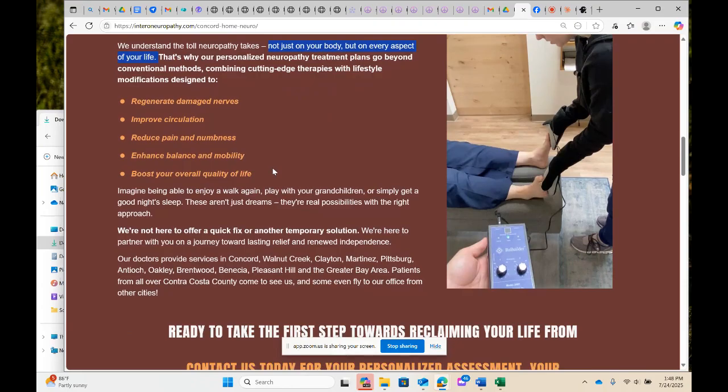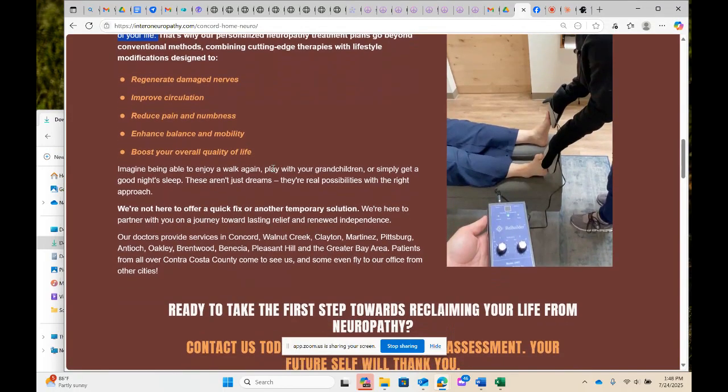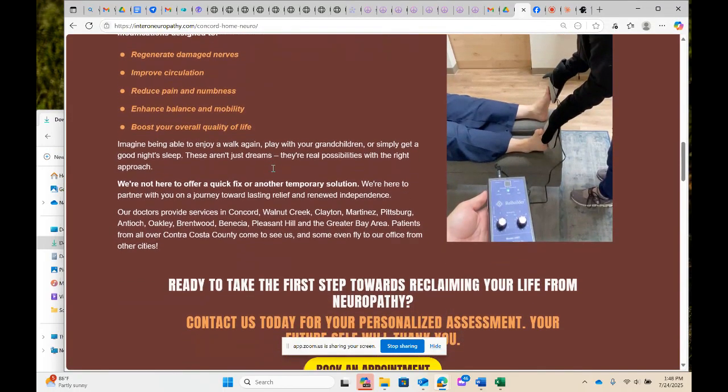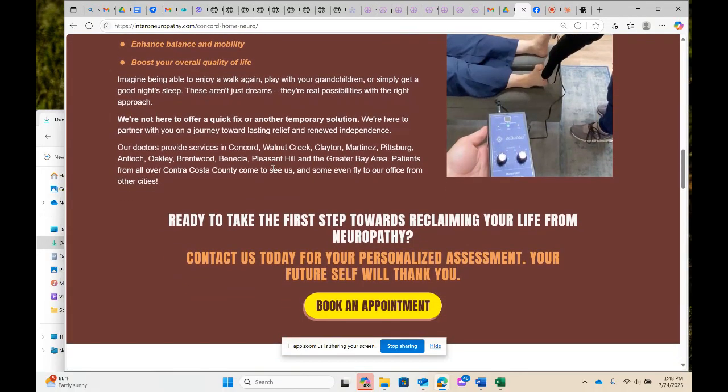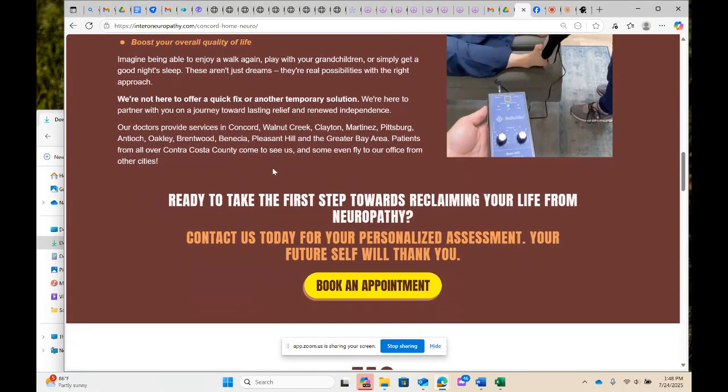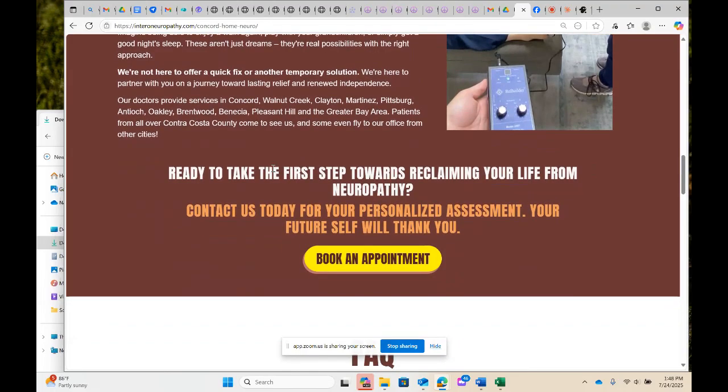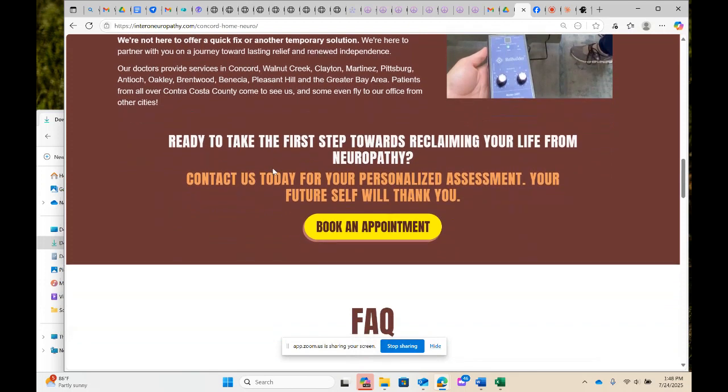Okay. Cutting edge therapies with lifestyle modifications designed to regenerate damaged nerves, improve circulation, reduce pain and numbness, enhance balance in your home. Imagine being able to walk again, play with your grandchildren, or simply get a good night's sleep. These aren't just dreams, they're real possibilities with the right approach. We're not here to offer a quick fix or another temporary solution. We're here to partner with you on a journey. So this is really nice.